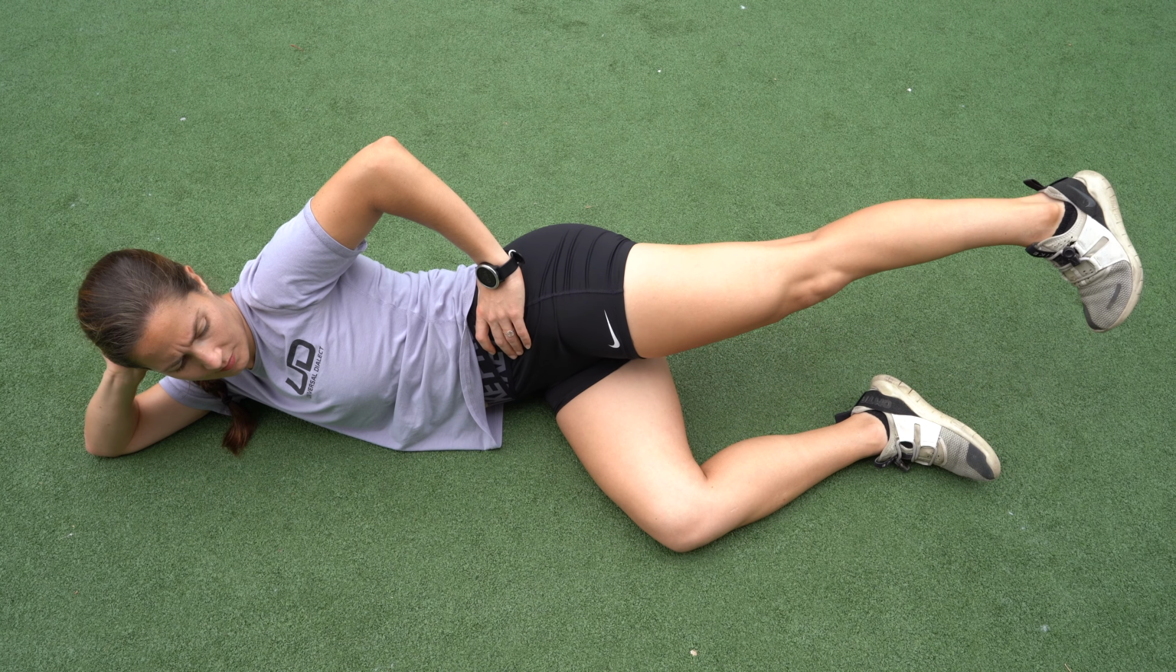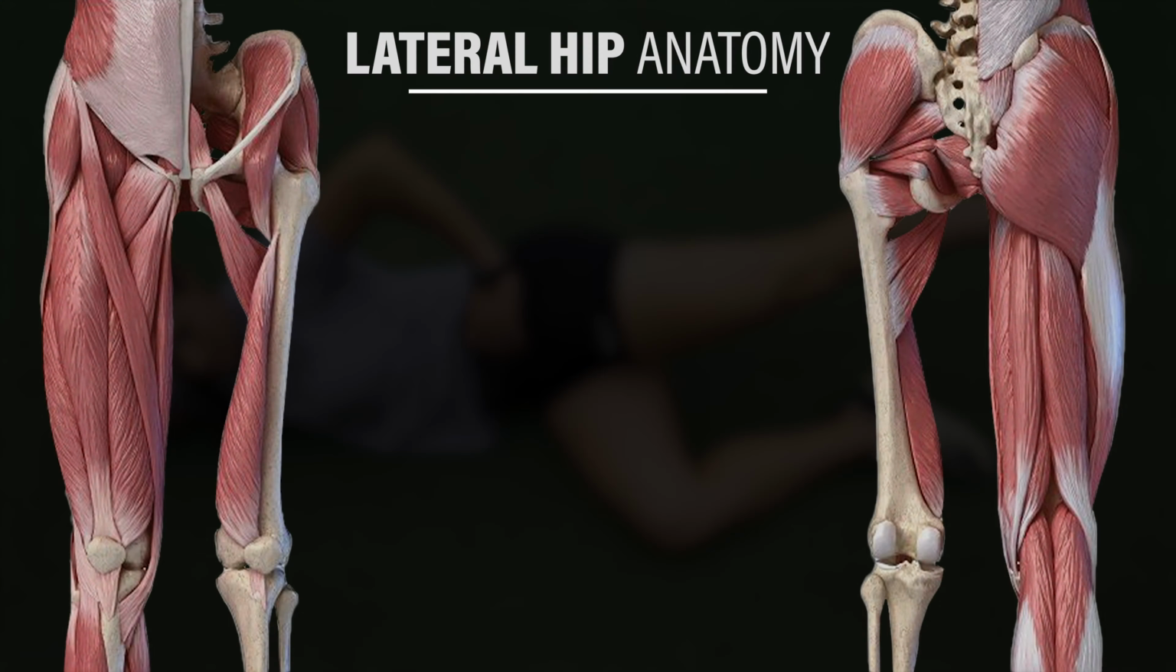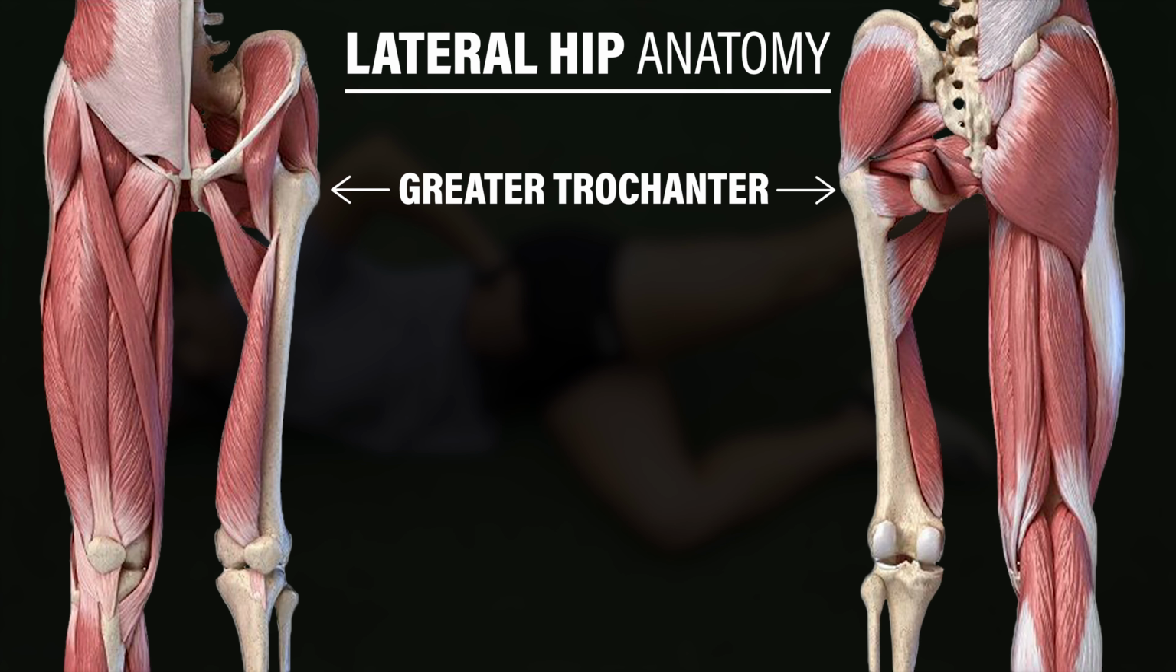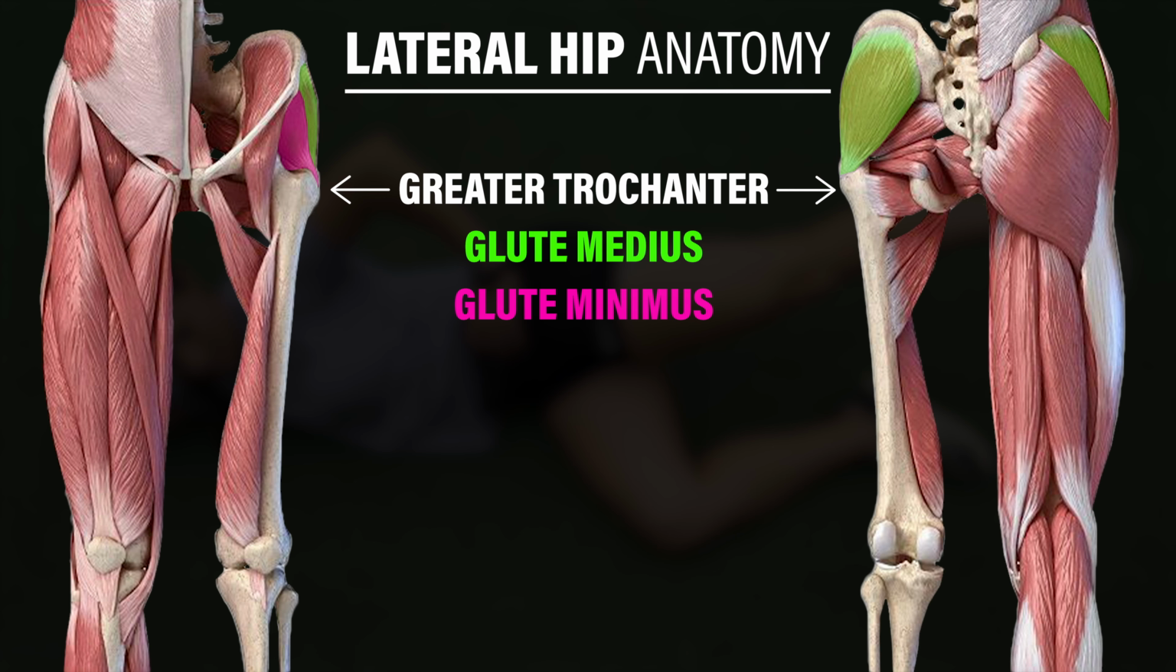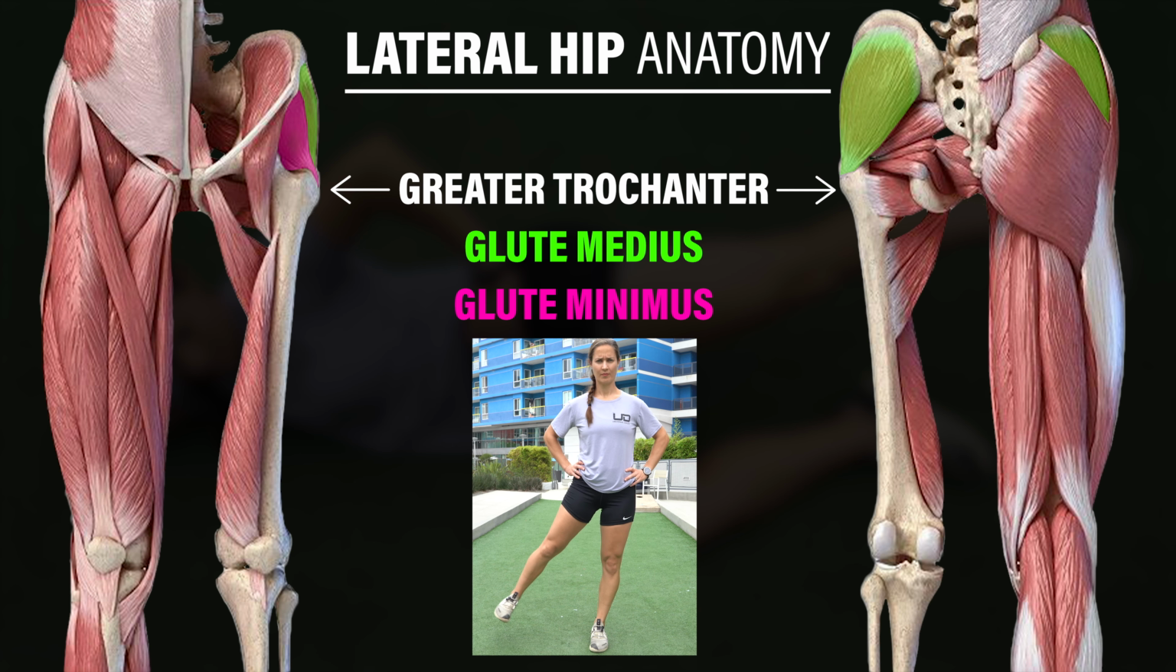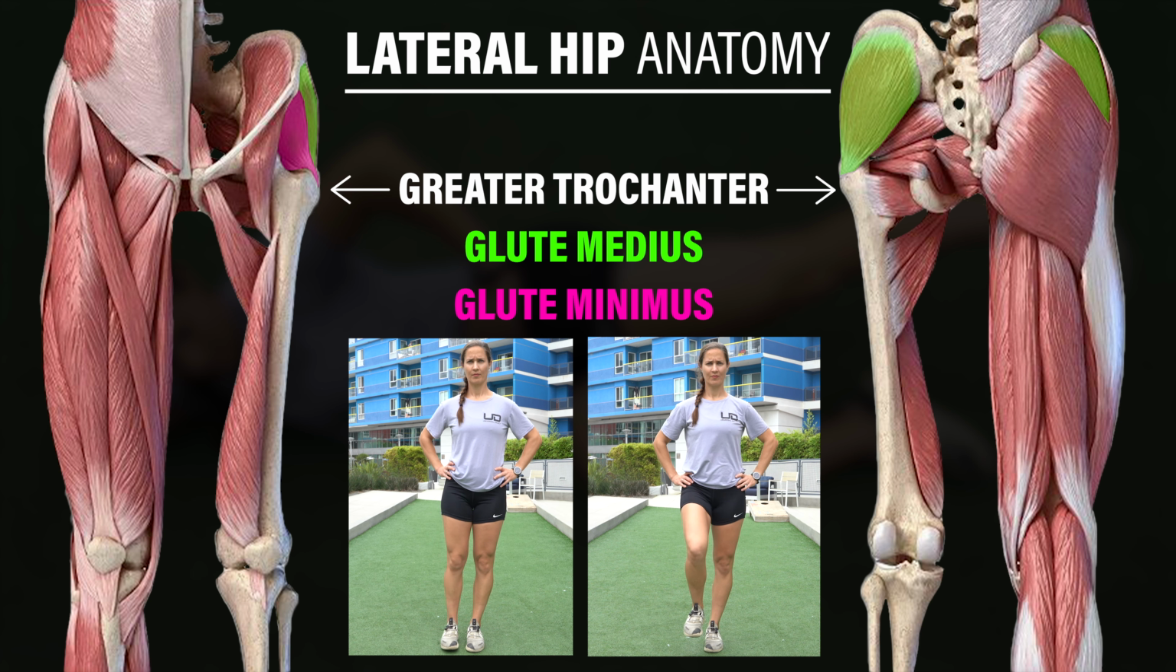Let's start by describing the anatomy of this region. On the outside aspect of your hip, you have a bony prominence known as the greater trochanter. It is part of the femur, or thigh bone, and serves as an attachment site for various muscles, including the gluteus medius and minimus. These two muscles primarily act to abduct your hip in a non-weight-bearing position, or, more importantly, stabilize the pelvis in a weight-bearing position.